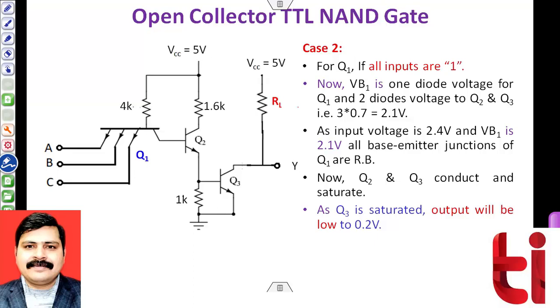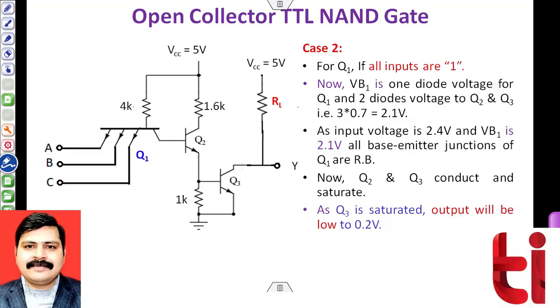Now transistor Q2 and transistor Q3 both will be conducting and both will be in saturation mode. If transistor Q3 is in saturation mode, the voltage across collector and emitter will be equal to somewhere 0, but in practical case it will be near 0.2 volt. As it is 0.2 volt, that means it is in the range of low level. So we can say that my output will be at low voltage. My output will be low in this particular case.